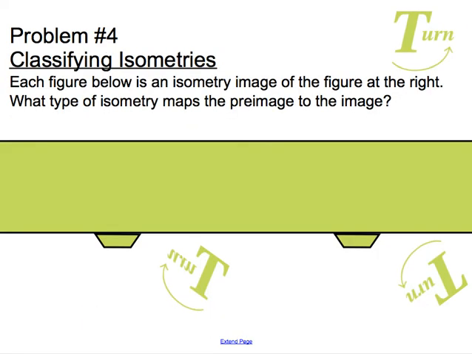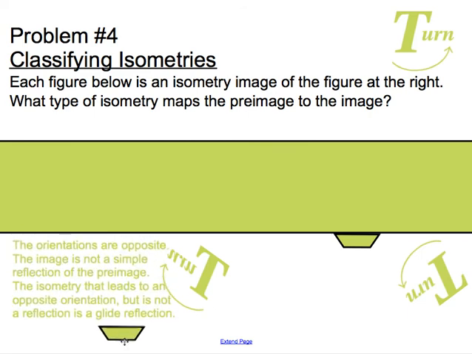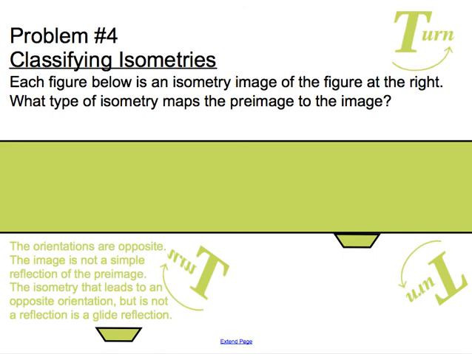So then problem 4 asks us to classify isometries. Each figure below, there's 2, is an isometry image of the figure at the right. What type of isometry maps the pre-image to the image? So in this first case, the orientations are actually opposite. If you look at this, the letters are non-readable because they've been flipped around. So this image is not a simple reflection of the pre-image. So the isometry that leads to an opposite orientation, but is not a simple reflection, is a glide reflection.